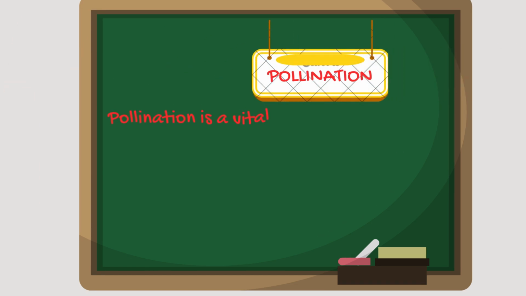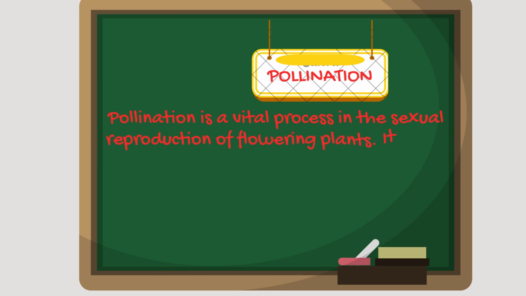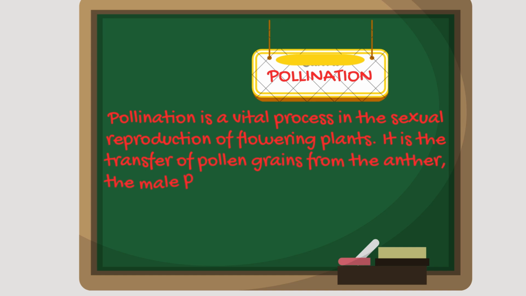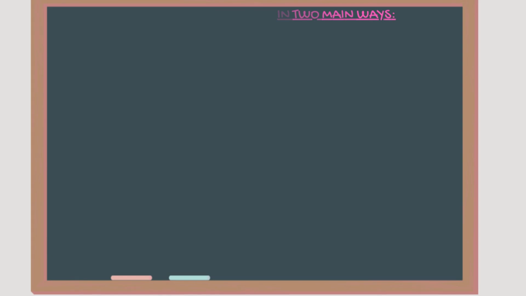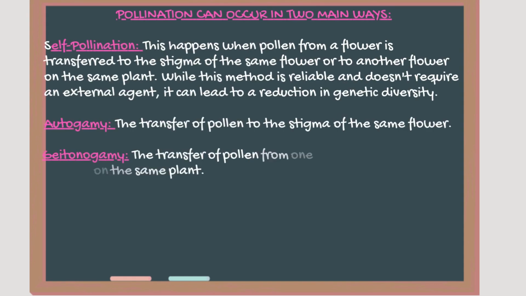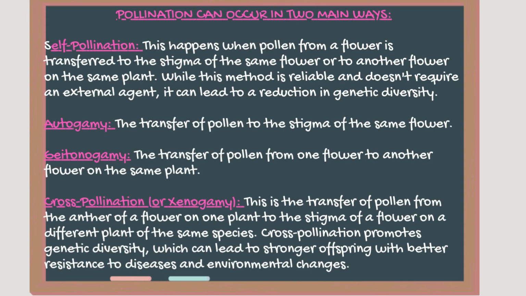devices. Pollination is a vital process in the sexual reproduction of flowering plants. It is the transfer of pollen grains from the anther, the male part of a flower, to the stigma, the female part. This process is called the pollination process. The ways of pollination. The first one is self pollination.